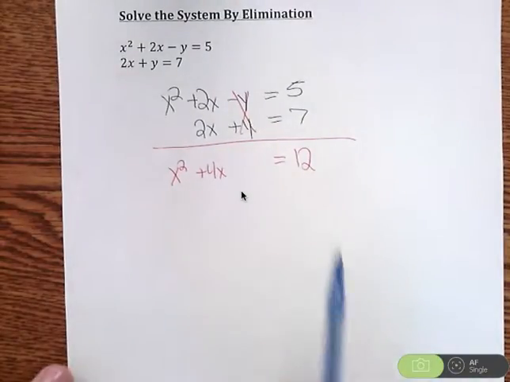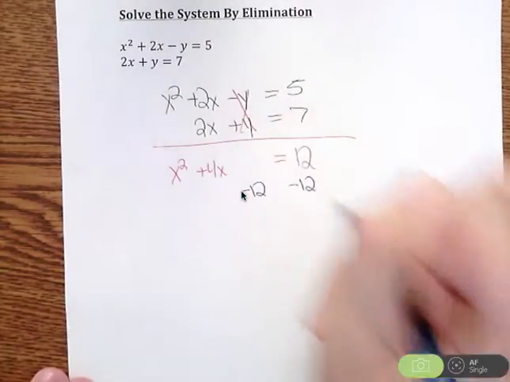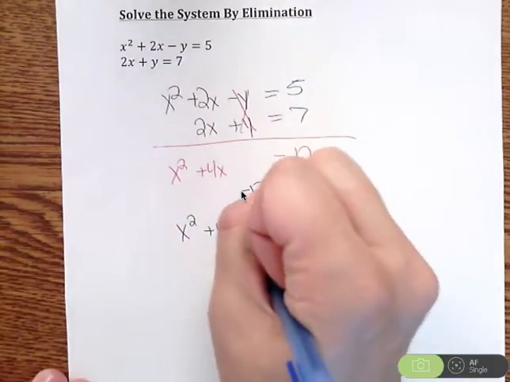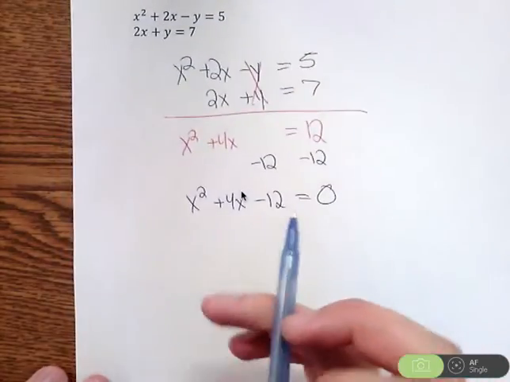If I'm going to solve this quadratic, I would like to get it set equal to 0 so then I can try and solve by factoring. So I'll subtract 12, subtract 12. That gives us the equation x squared plus 4x minus 12 equals 0. Next, I'm going to try and factor this.